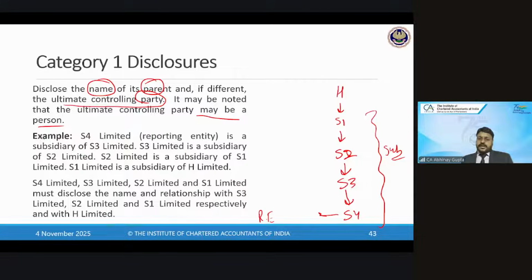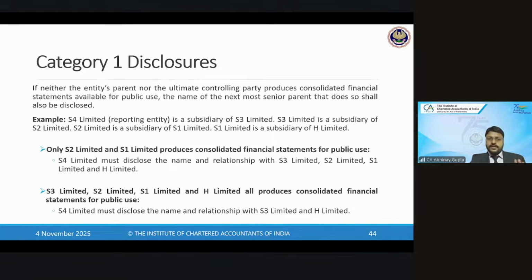So, for S4, S3, S2, S1 Limited must disclose the name and relationship with S3, S2, and S1 respectively, and with H Limited. Same for S3: S2, S1, H; for S2: S1, H; for S1: H. So this is an upward ladder mandate, that I need to disclose my parent and, until the ultimate parent, all the intermediary parent companies. So this is the category 1 disclosure that is mandatorily required.